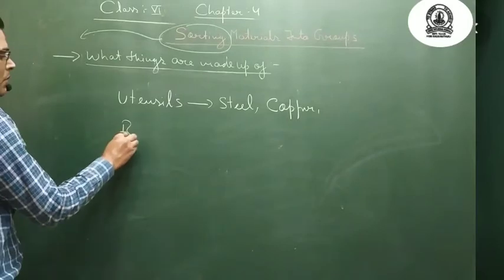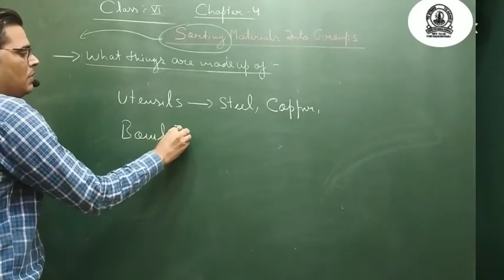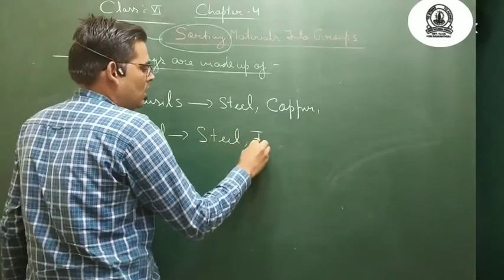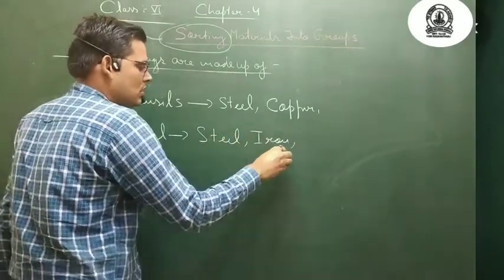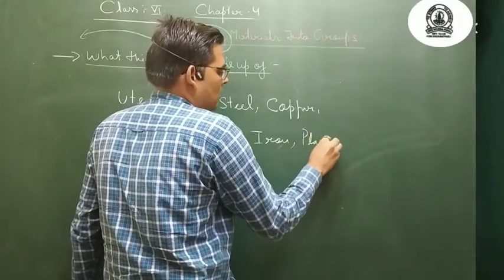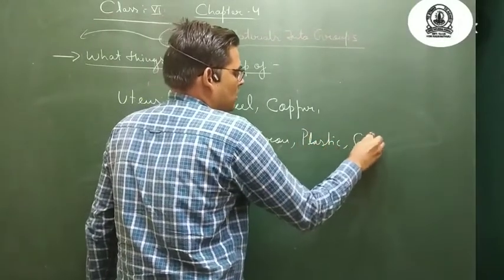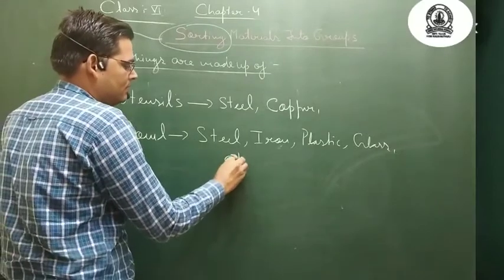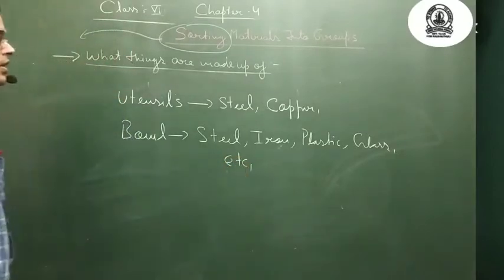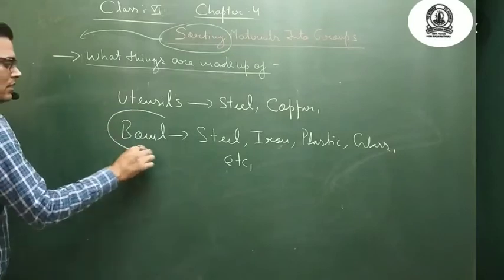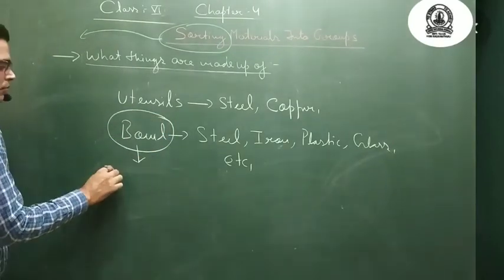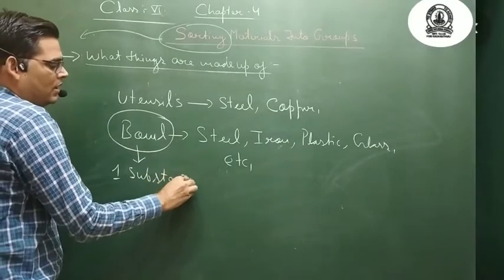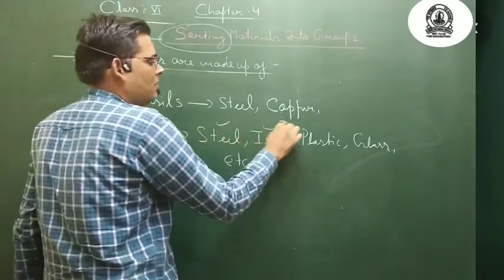If you see a bowl, then a bowl can be made of steel, iron, plastic, glass, etc. So one substance or one thing can be made up of different materials.